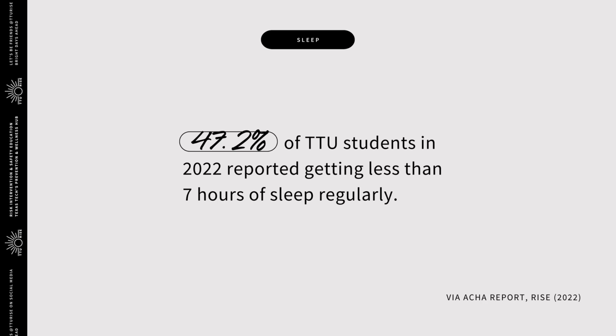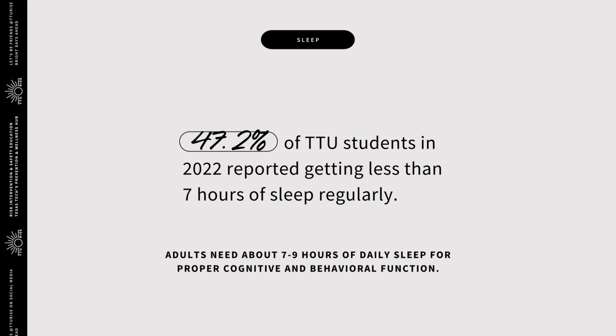So 47.2% of Texas Tech students in 2022 reported getting less than 7 hours of sleep regularly. This is a large problem because adults need about 7 to 9 hours of daily sleep for proper cognitive and behavioral function. So if you're getting less than 7 hours of sleep, you're probably not functioning at the optimal level that you could be.